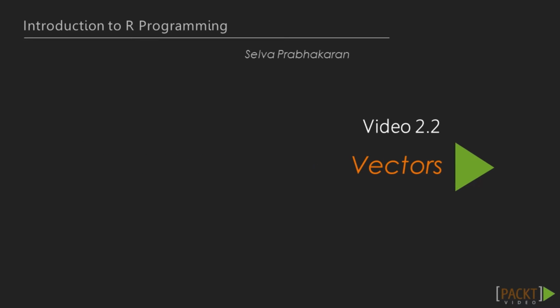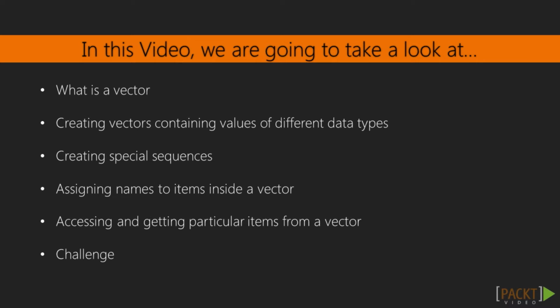Hey there, let's continue our journey. Earlier, we saw different data types and data structures in R. Let's now focus on learning something that's going to be really useful for the rest of the course: vectors. In this video, we're going to learn what a vector is and why such a thing even exists. We'll check out how to create vectors on various data types, create special sequences, assign names to items inside a vector, and how to access and get particular items from a vector. Finally, we will solve a mini challenge together.